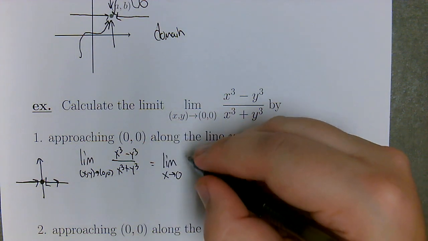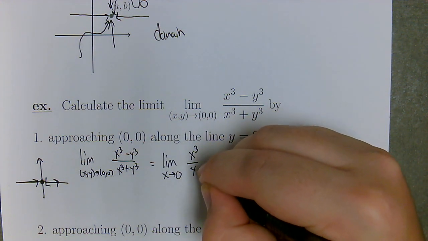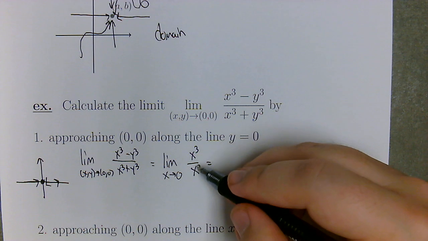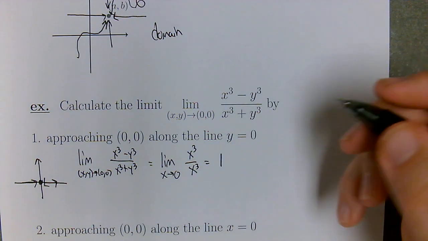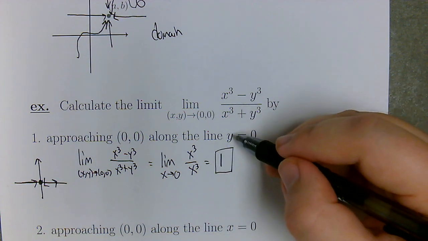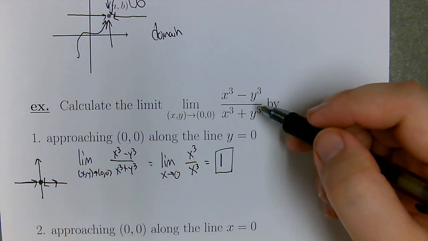So when I put zeros in for these, I have x cubed over x cubed. And now we have a very easy single variable limit. These will cancel to give us 1. So if we approach along the line y equals 0, this limit gives us 1.